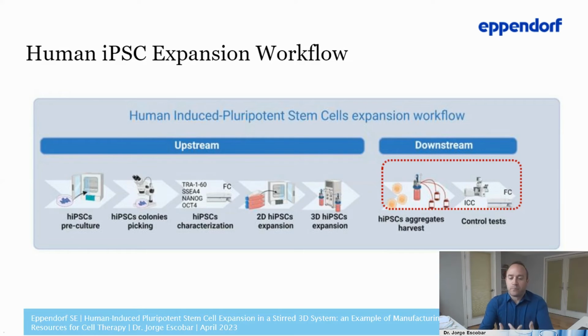The downstream process of the iPSC expansion workflow includes the aggregate harvest and control tests. We wanted to demonstrate that the large-scale expansion process is compatible with iPSC pluripotency, and that's why we want to study the pluripotency during the scalable process.